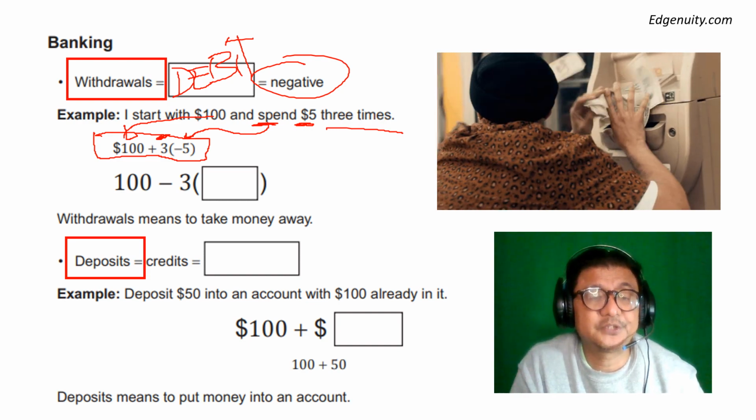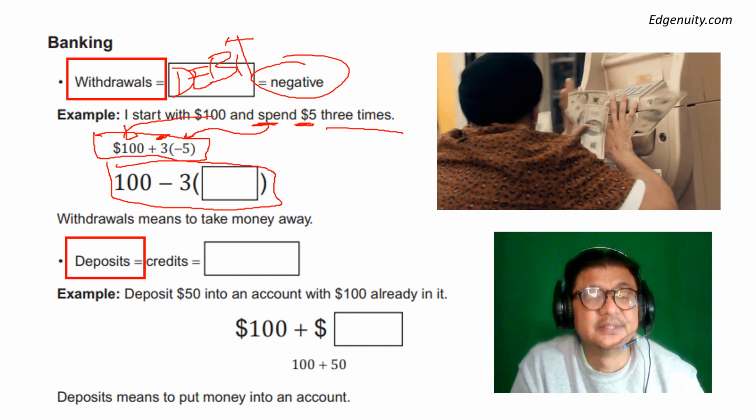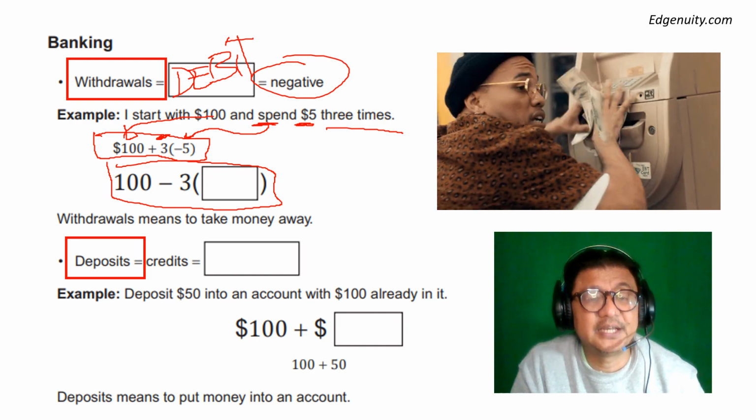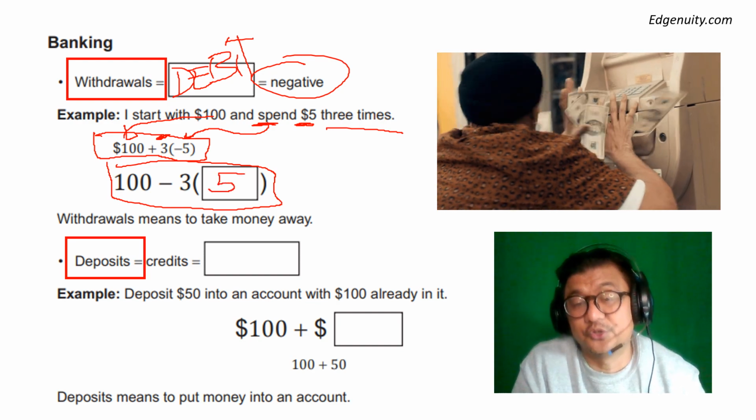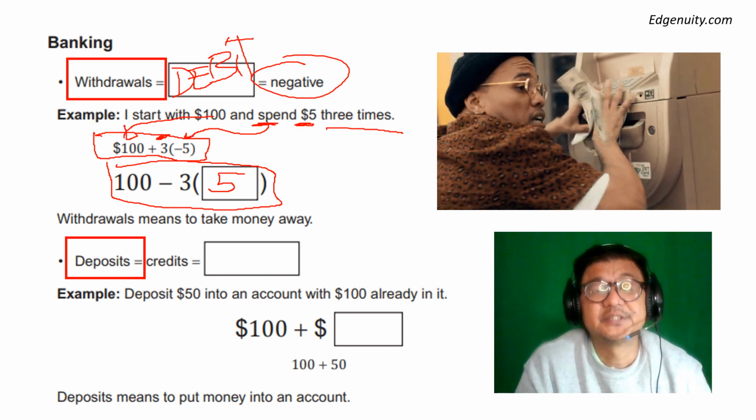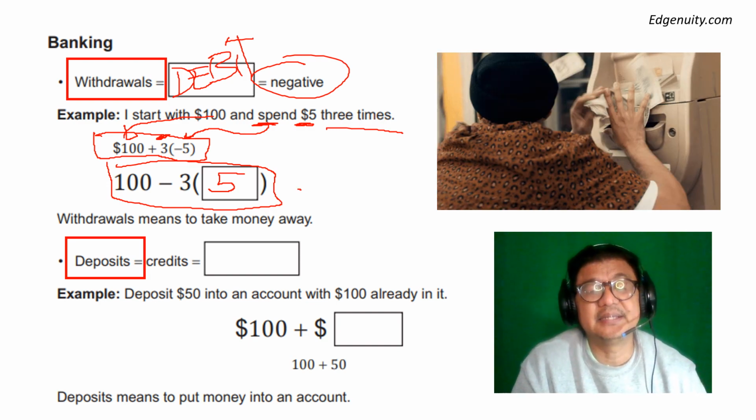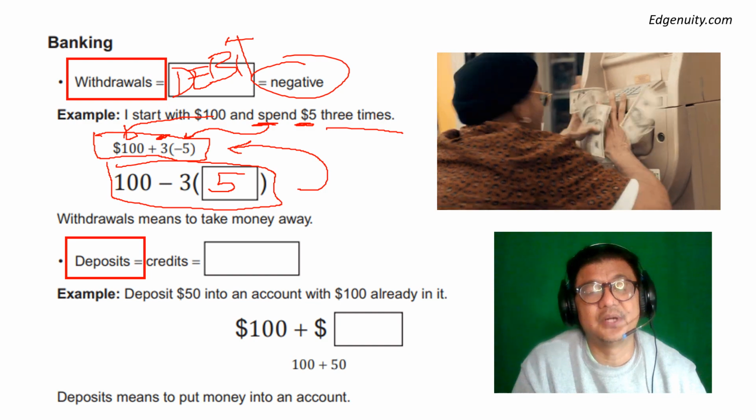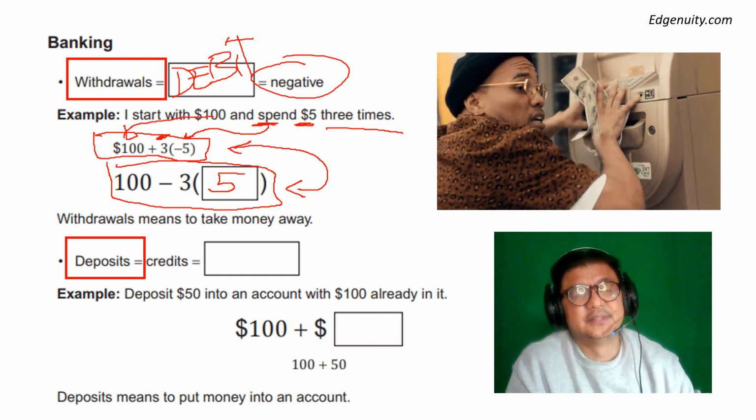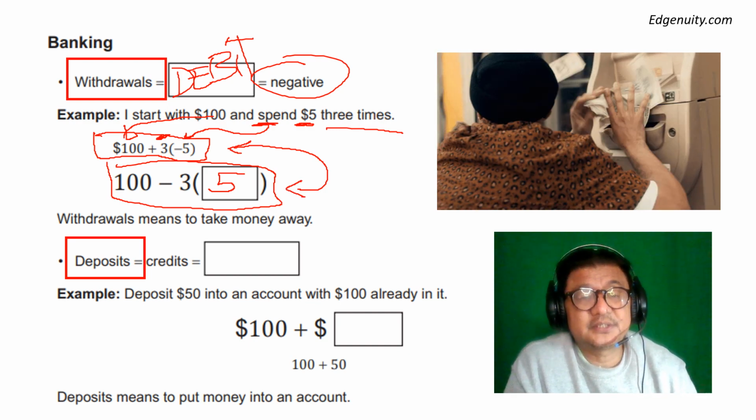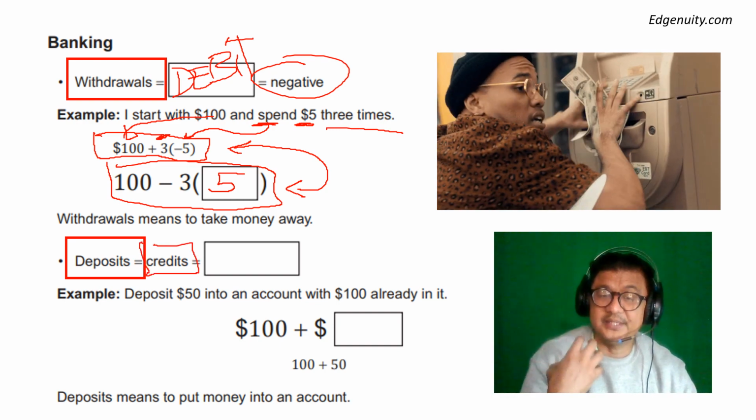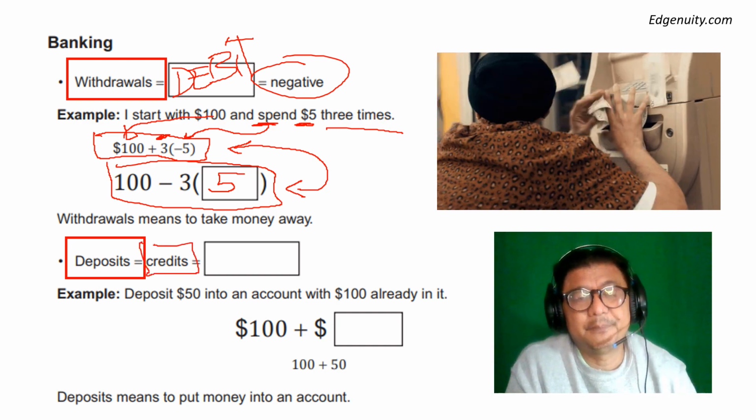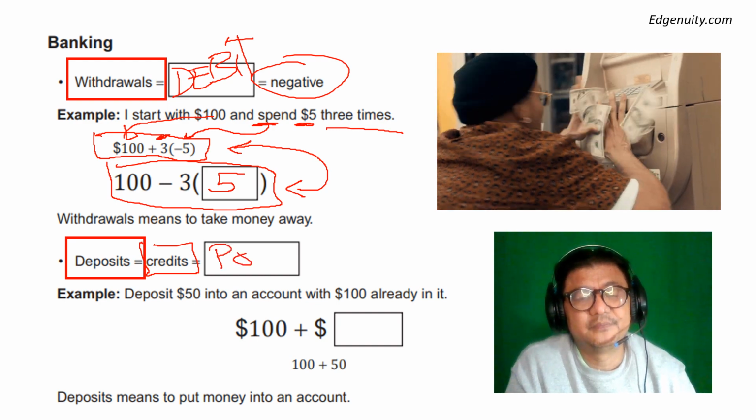The expression could also be written like this: 100 minus 3 times what? +5 now. And the result will also be the same. Remember, subtracting is adding the opposite. These two are the same. Next, deposit is not debit, but it's called credit. Money coming in. So when you deposit, it is positive.